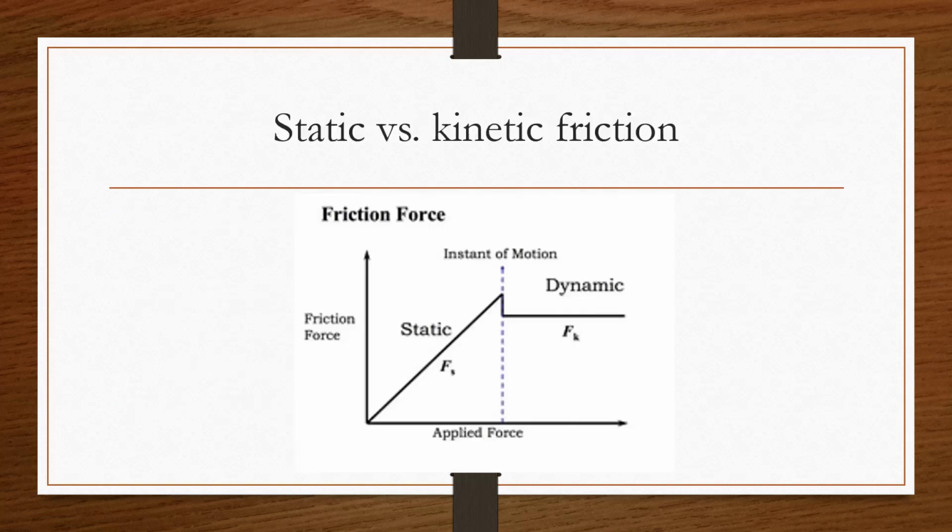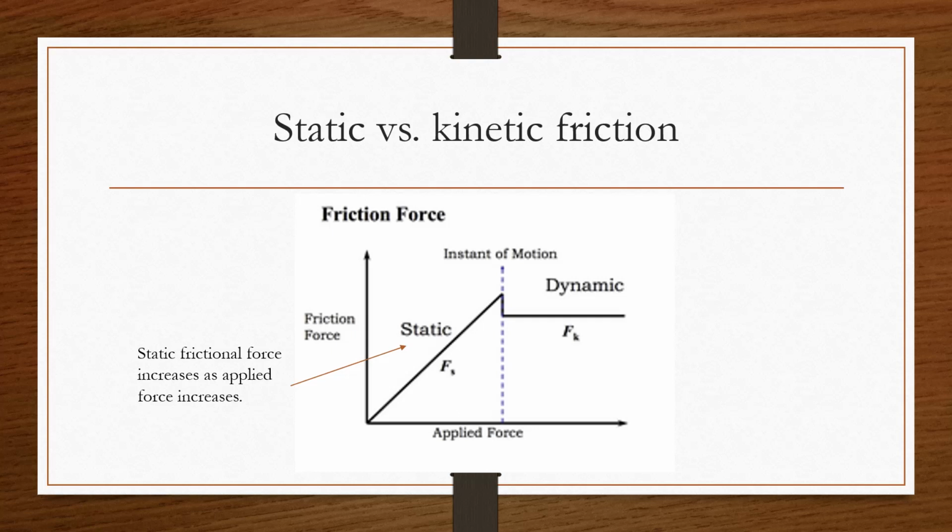So here we have a graph, and this graph has two different forces on it. One is the force that you're applying to an object, and the other one is the frictional force acting on the object. So think of this as a box that's sitting on a floor, and you're trying to push the box across the floor. The applied force on the x-axis is how hard you push on the box. The frictional force is the force due to friction that's preventing the box from moving, or resisting the motion of the box. You notice that there's this dashed line up and down, kind of midway through the graph, where it says instant of motion. This is the point where you've pushed the block hard enough that the block starts to move.